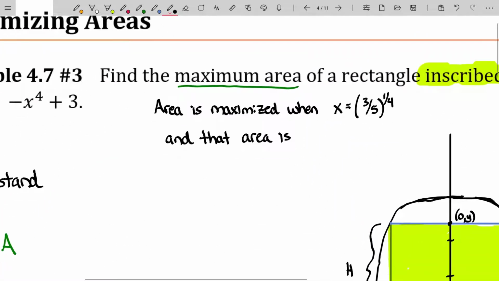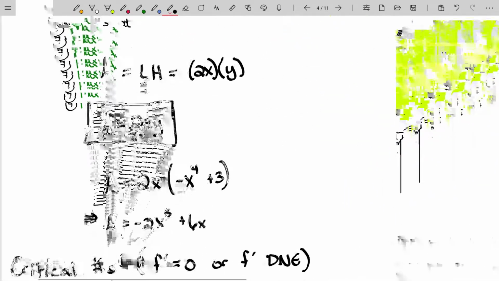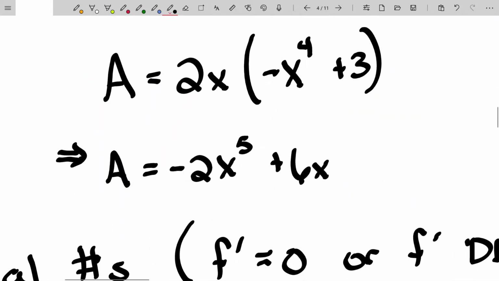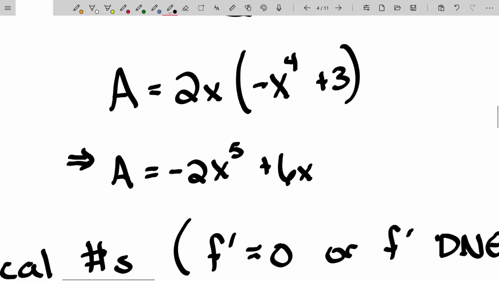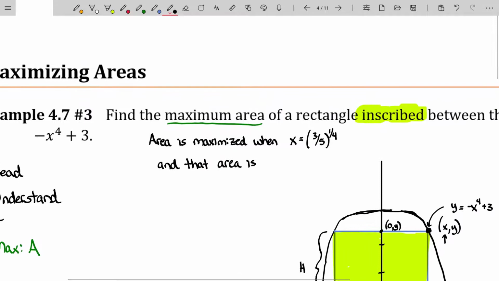And that area is, and then I can go over to my area formula, which is just this right here. And I'll plug into my calculator. Let's see, it's -2 times that answer to the 5th, close that, plus 6 times that answer. And I get the following. I'll just round it to the nearest tenth: 4.2 square units.